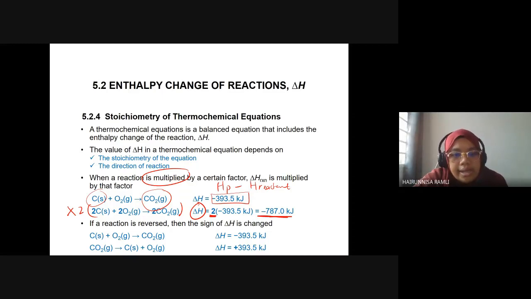Okay. And then same goes to the direction. Let's say C plus O2 produce CO2. This value is negative sign. Okay, so when you suddenly want to reverse the equation, contoh reverse dia jadi terbalik, the value will become positive. Dia akan jadi endothermic reaction pula eh.